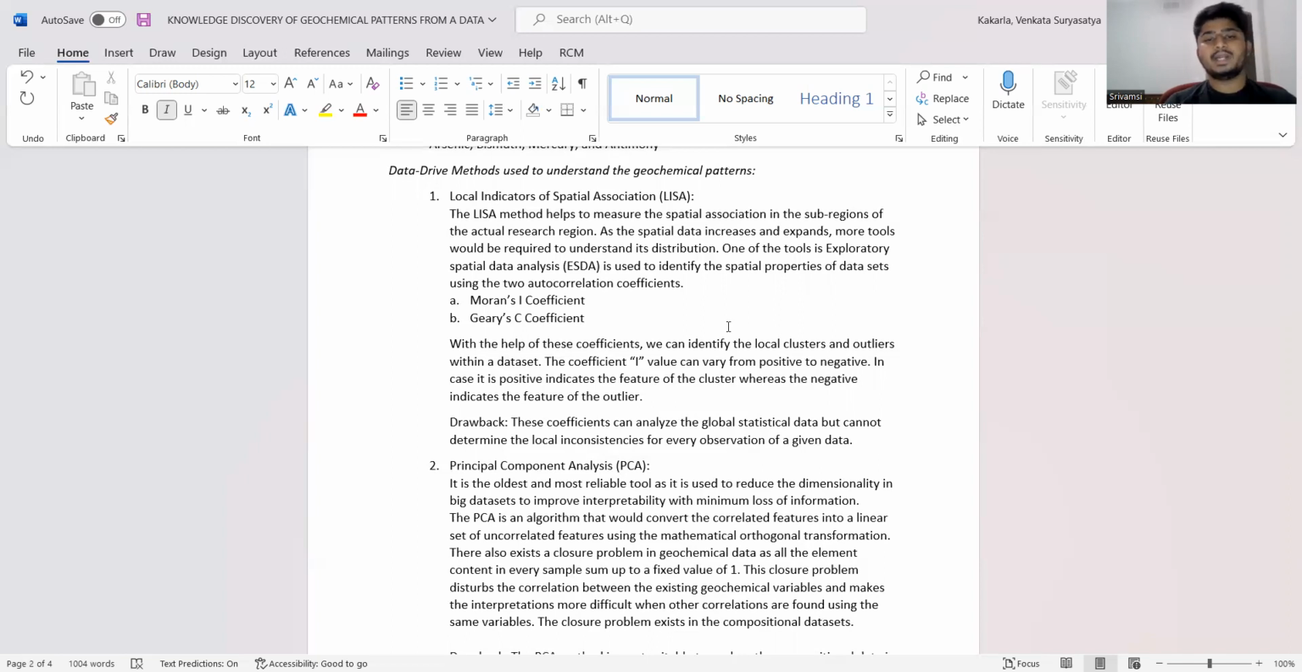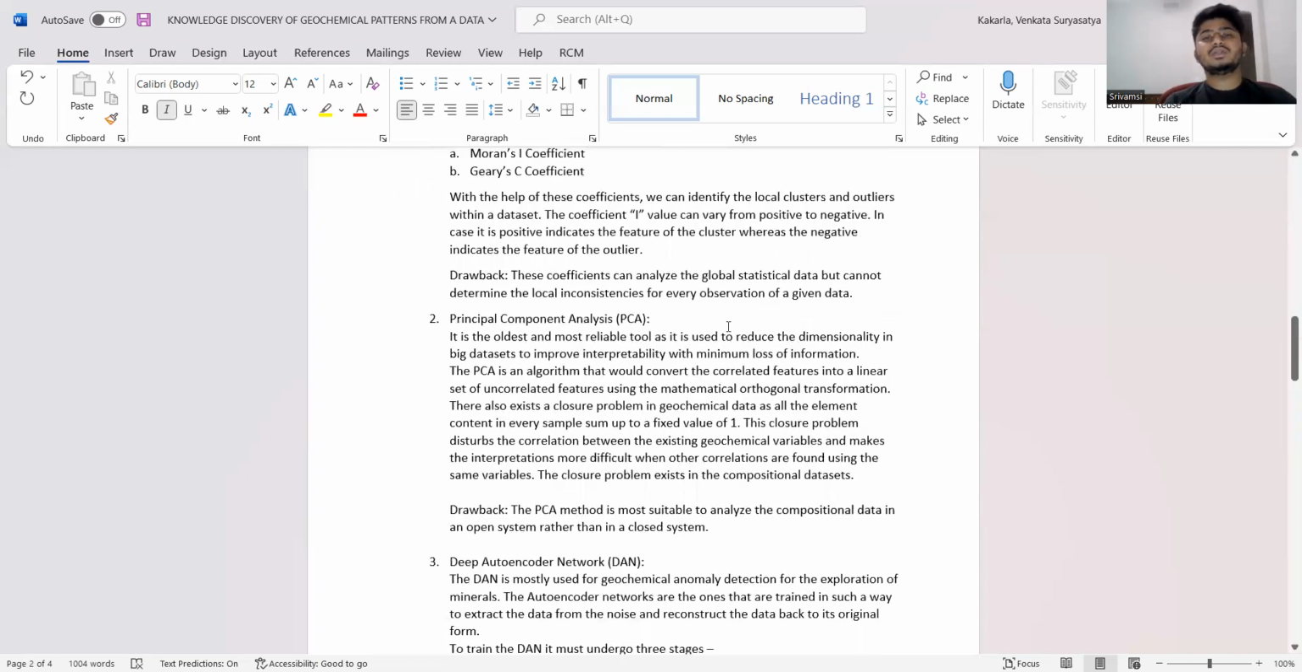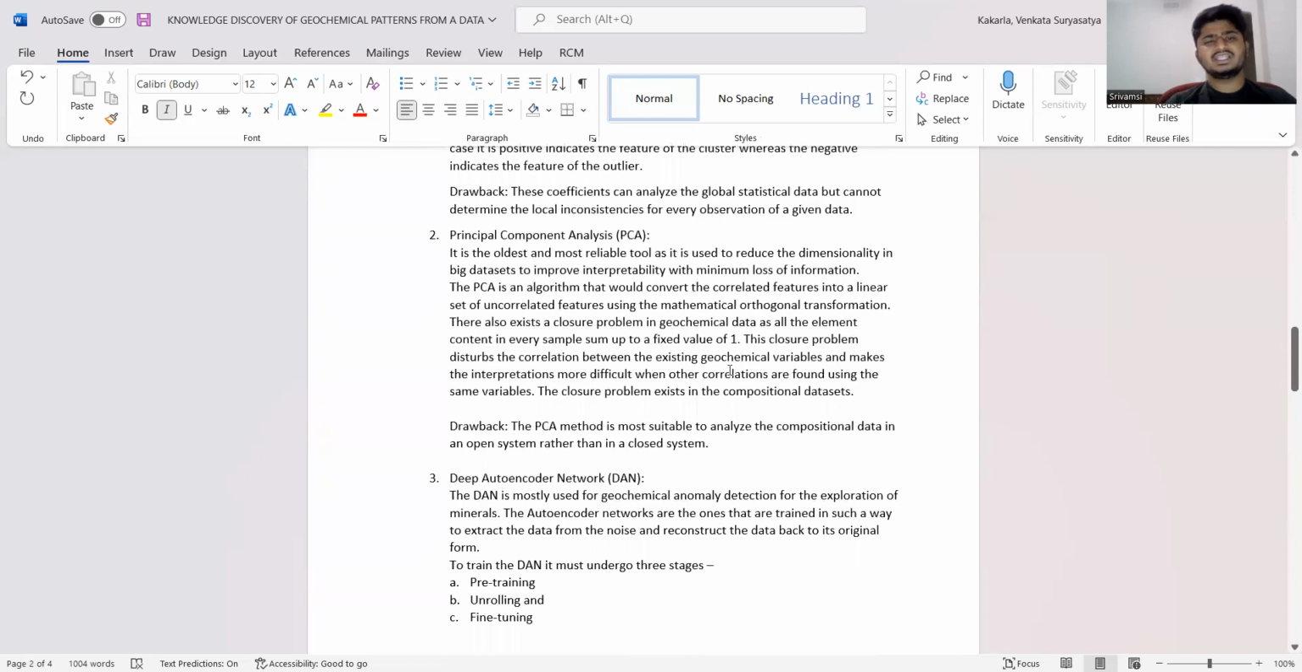principal component analysis. Principal component analysis is the oldest and the most reliable tool, as it is used to reduce the dimensionality in big datasets to improve interpretability with minimum loss of information.